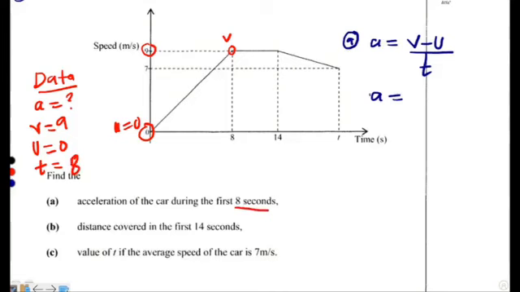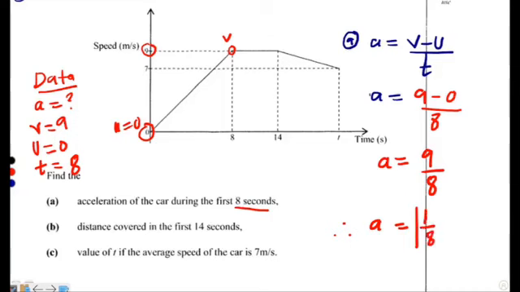So we are just going to replace. Where there is final velocity, we put 9. Where there is initial velocity, we put 0. Where there is time, we put 8. So acceleration is equal to 9 minus 0 over 8, which gives us 9 over 8. Therefore, acceleration is equal to 1 whole number, remainder 1 over 8, meters per second squared. This is our answer for question A.